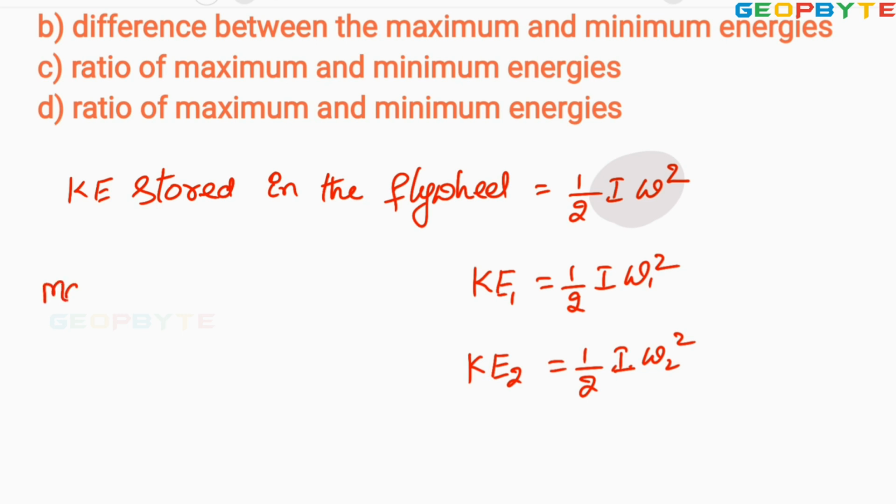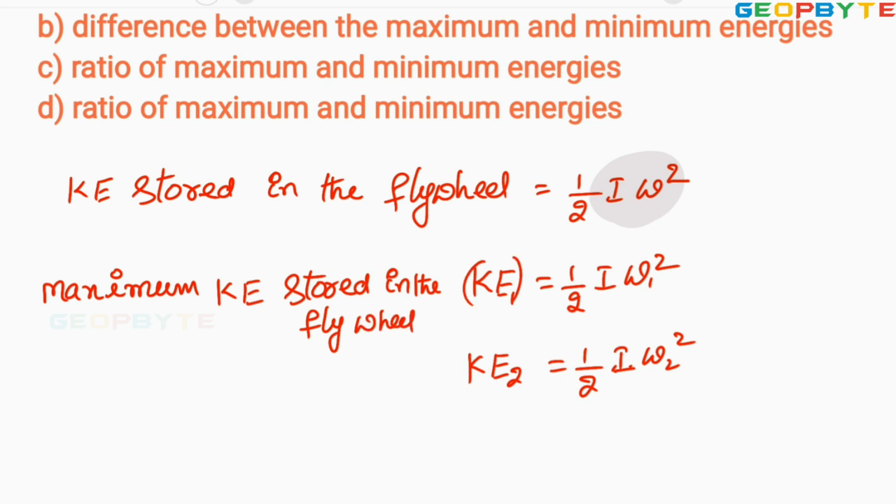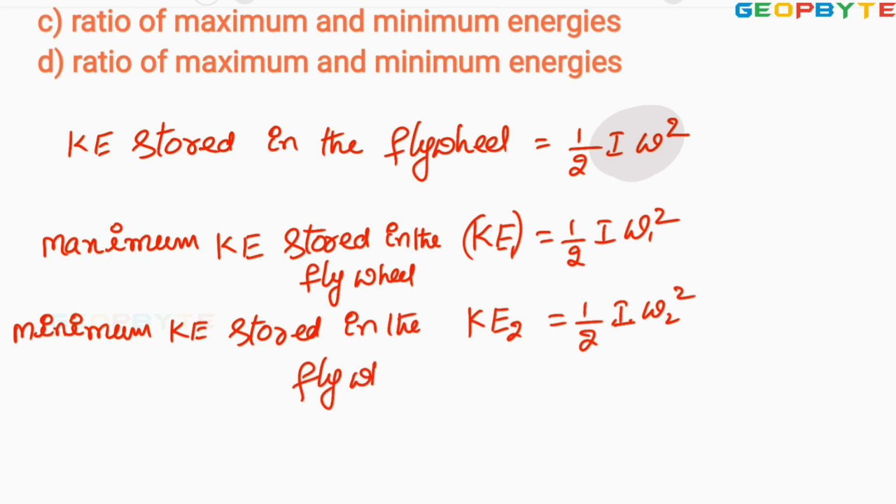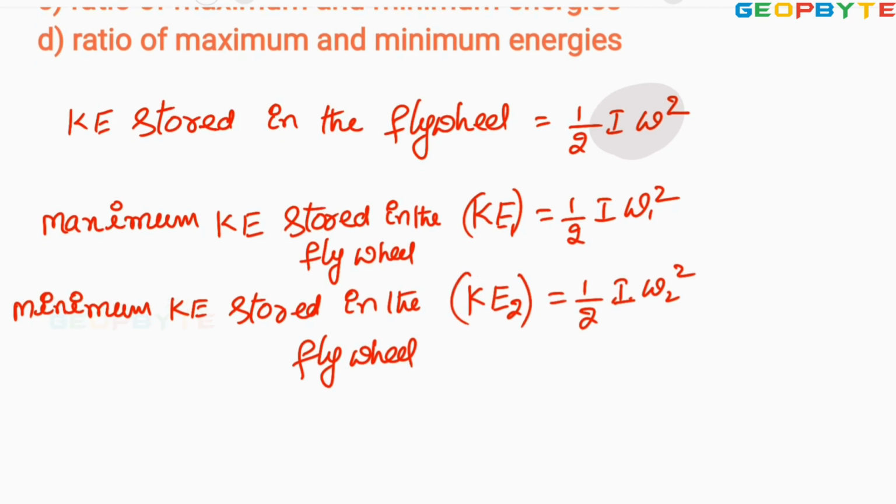This is the maximum kinetic energy stored in the flywheel. Similarly, a minimum kinetic energy stored in the flywheel. Minimum kinetic energy stored in the flywheel is half I omega 2 square.